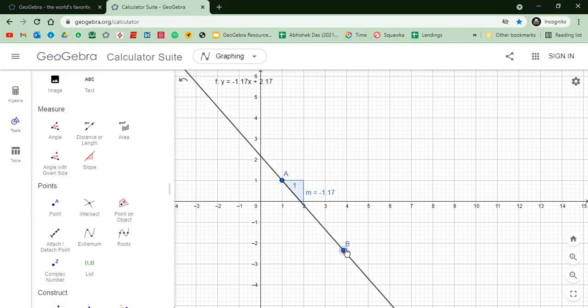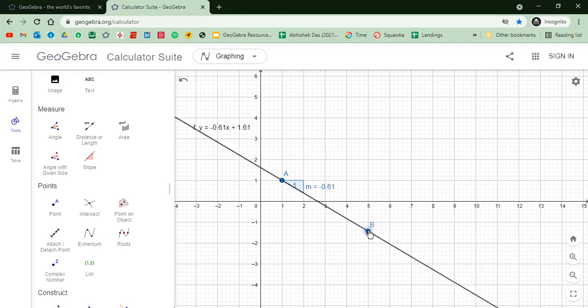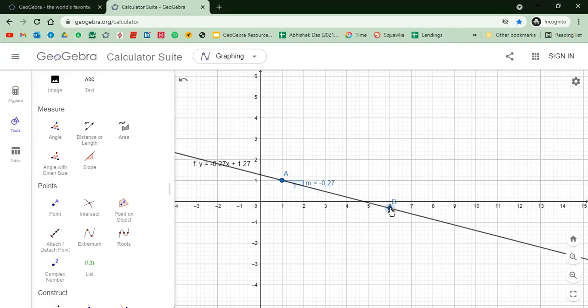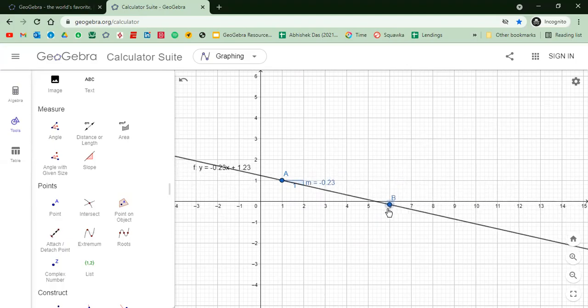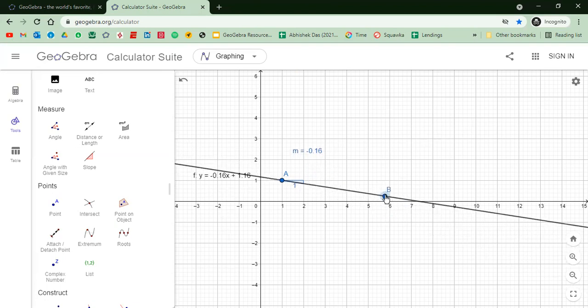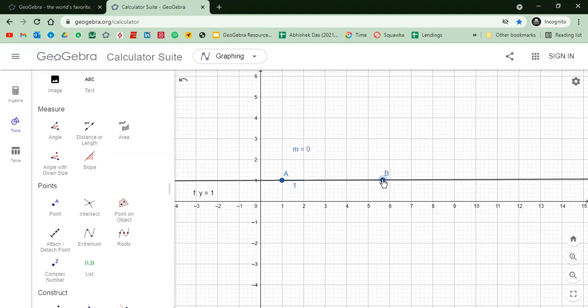Now, what is the slope of a line which is parallel to the x-axis? We'll bring it slowly closer to being parallel to the x-axis. Let me just bring it up here. You will notice that the slope approaches 0. So the slope of a line which is parallel to the x-axis is 0. There is no slope at all.